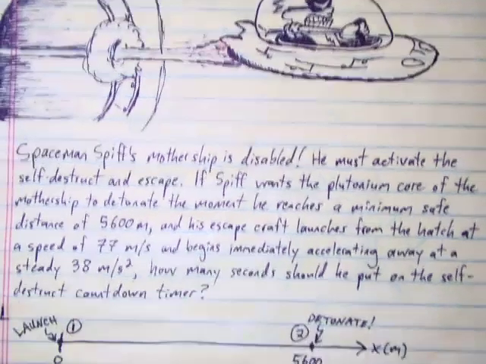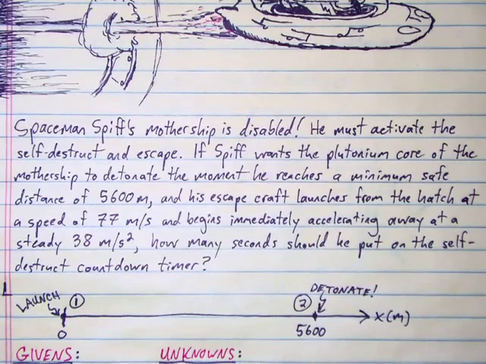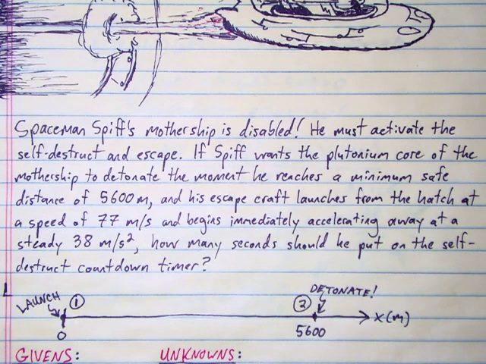All right, we have two important events here. We start always by drawing a picture. If he's heading off in a straight line, our first moment is when he launches from the hatch. That's event 1. We're free to call that a position of 0. And moment 2, when he reaches 5,600 meters, the minimum safe distance, and the ship detonates. We call that event 2. We want to know how much time it takes him to get there, so that we can make the ship detonate at that moment.